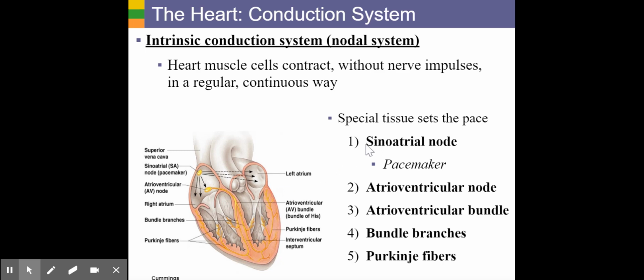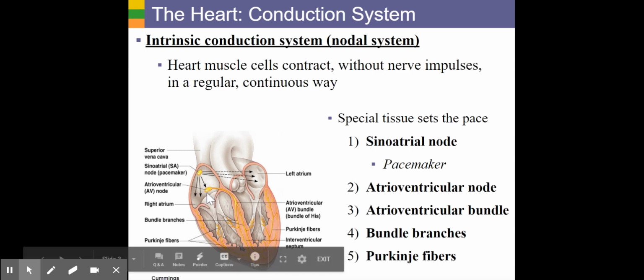But you've got five basic parts that make up this system. You've got your SA node, which is your pacemaker. You've got your atrioventricular node, which is the secondary node. The SA node sits at the top of the atrium. The AV node, or atrioventricular node, sits right at the top of the opening to the right ventricle. All right, so it sits about at the level there.